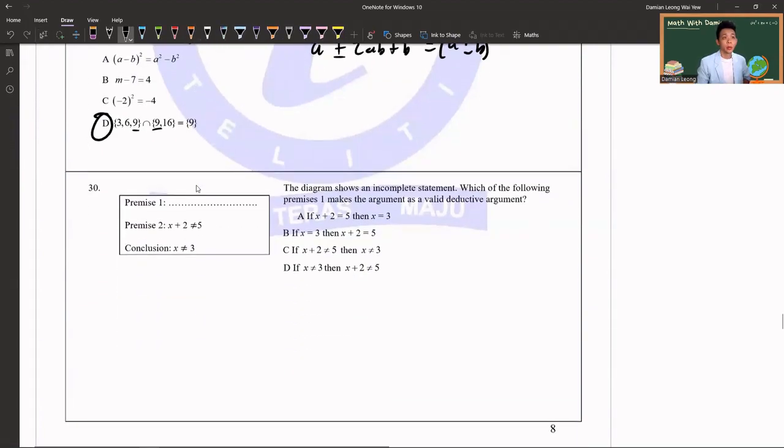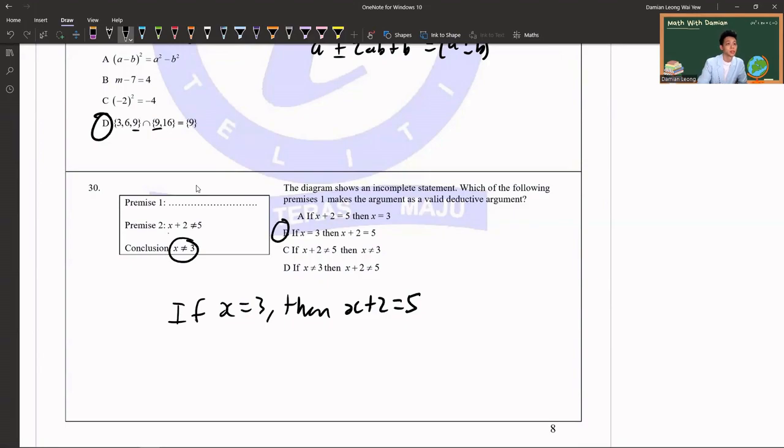Question 30. Which premise makes the argument a valid deductive argument? So x plus 2 not equal 5, x not equal 3. In other words, if x equals 3, then x plus 2 equals 5. This is using the contrapositive, switching antecedent and consequent and negating. This is argument form 3, which uses the contrapositive relation. So the correct answer would be B here.